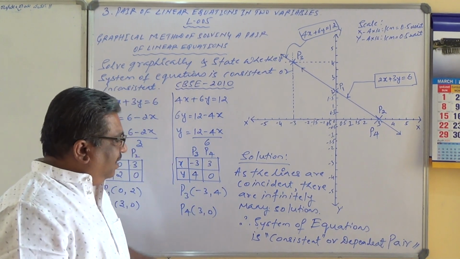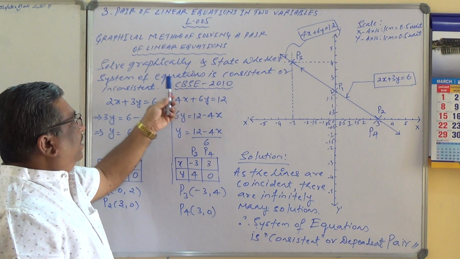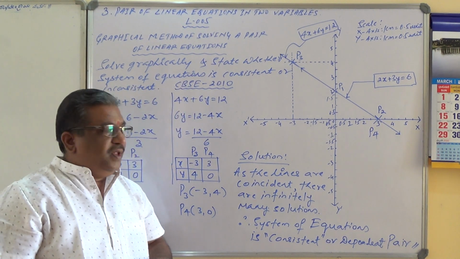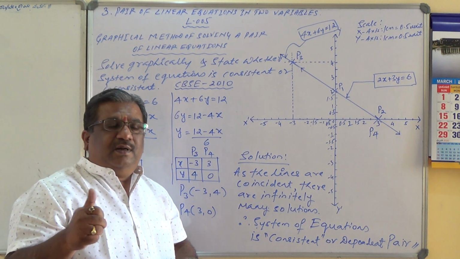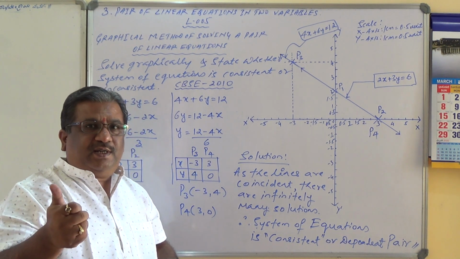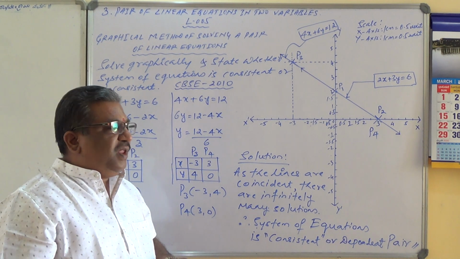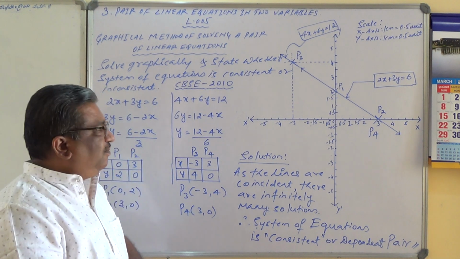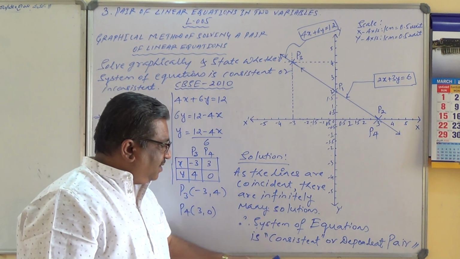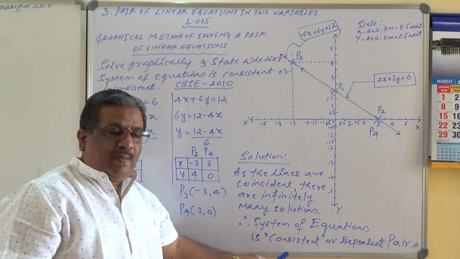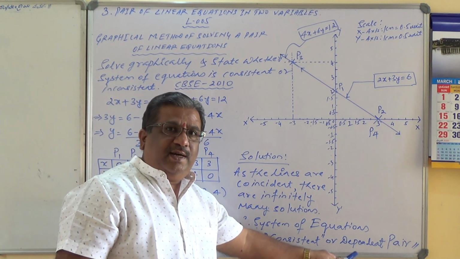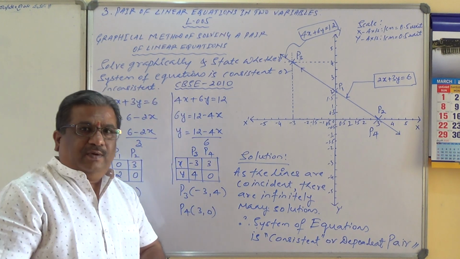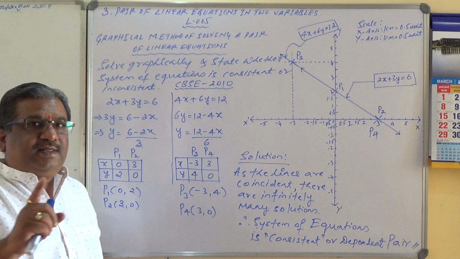Is it clear? Now, the other question is whether the system of equations is consistent or inconsistent. Intersecting lines represent a consistent pair of equations. Coincident lines represent a consistent pair of linear equations. Therefore, the system of equations is consistent. Also, the alternate name is dependent pair of linear equations. Is it very clear?